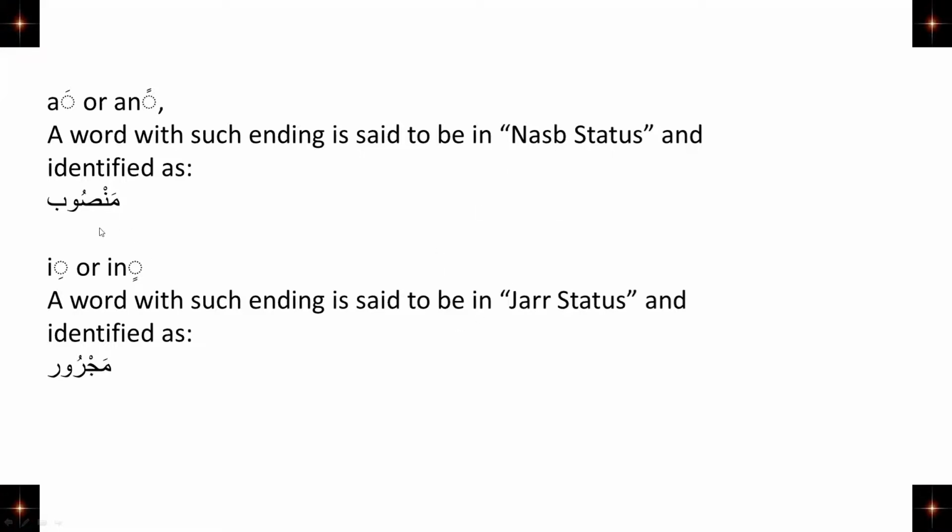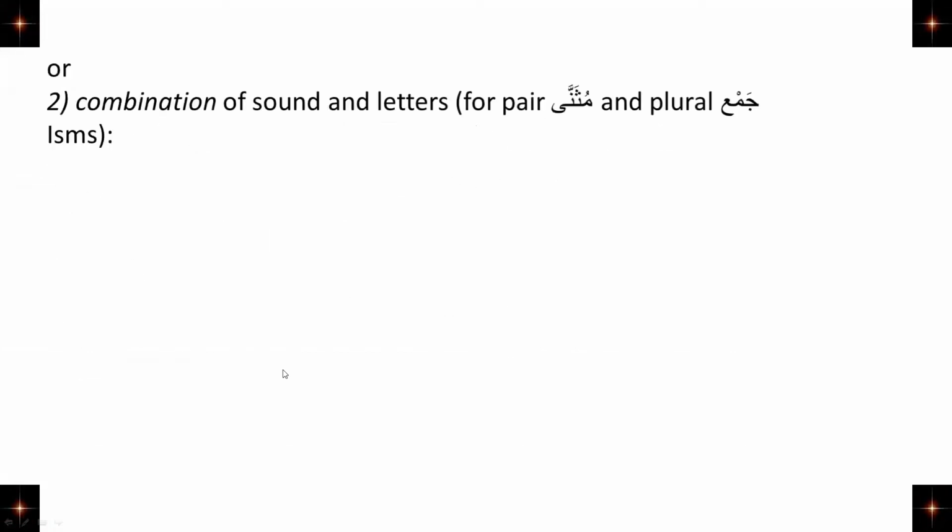We say mansub is an identity of an ism in nasb status. Okay, but the a and an are signs, only signs, primary signs, on isms that are in nasb status, that are identified as mansub, and so on. The second type of ending is an ending combination. Combination of what? Sounds and letters. There we had only the u, un, a, an, and e, and in. Only sounds, right?